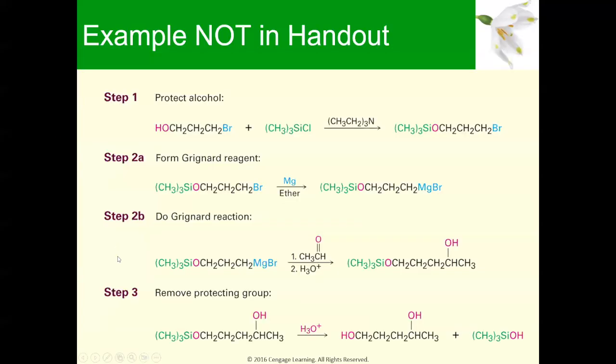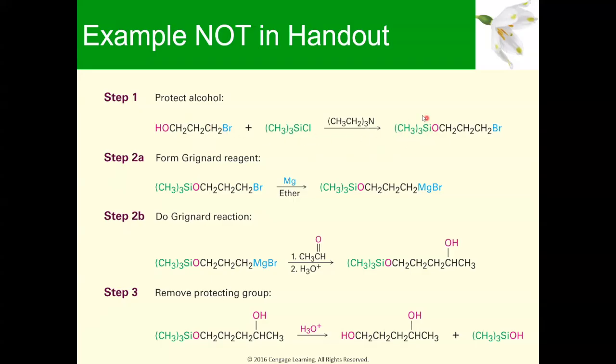And this example is also not in your handout, but it just once again illustrates the purpose for protecting the alcohol. So if you react this alcohol, it's got the bromine on the other side of the molecule and the alcohol group right here. And so it will react with the TMS chloride in the presence of a base, and it removes the hydrogen and substitutes it with the trimethylsilyl. So now it is protected. So before, we could not form a Grignard reagent out of this starting material because the magnesium would react with the hydrogen instead of inserting itself between the carbon and the bromine.